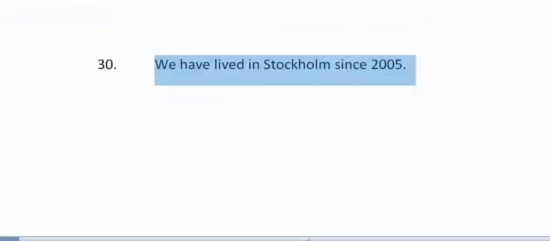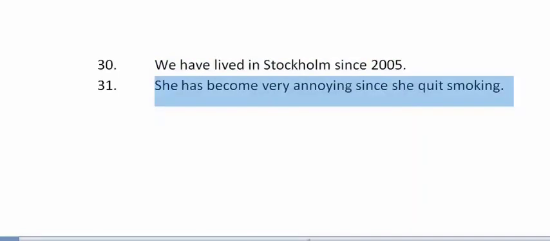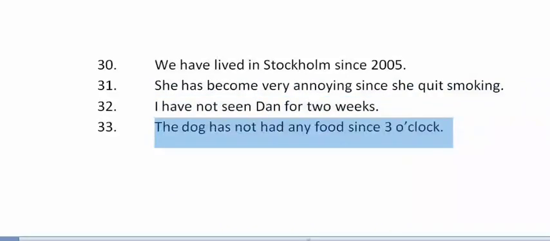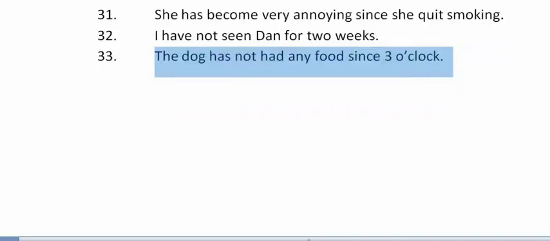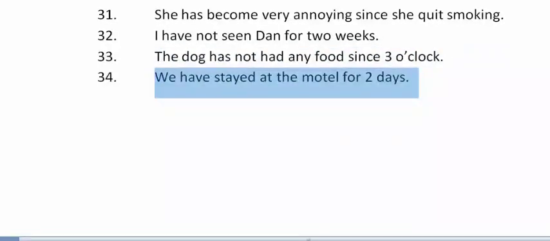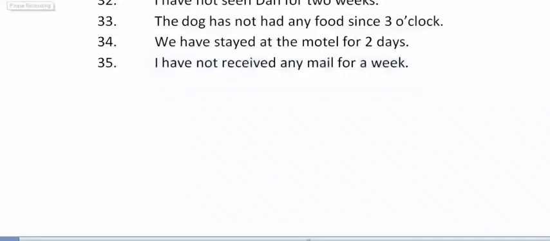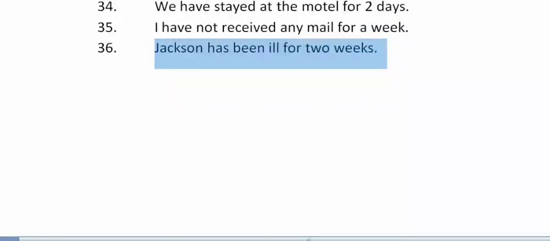We have lived in Stockholm since 2005. She has become very annoying since she quit smoking. I have not seen Dan for 2 weeks. The dog hasn't had any food since 3 o'clock. We have stayed at the motel for 2 days. I have not received any mail for a week. Jackson has been ill for 2 weeks.